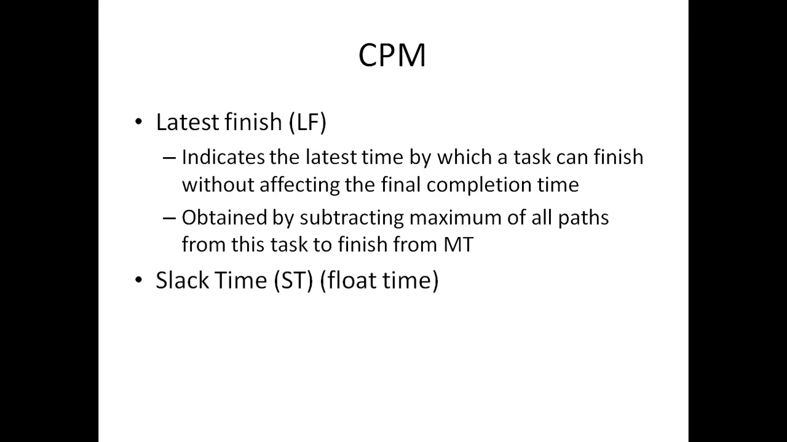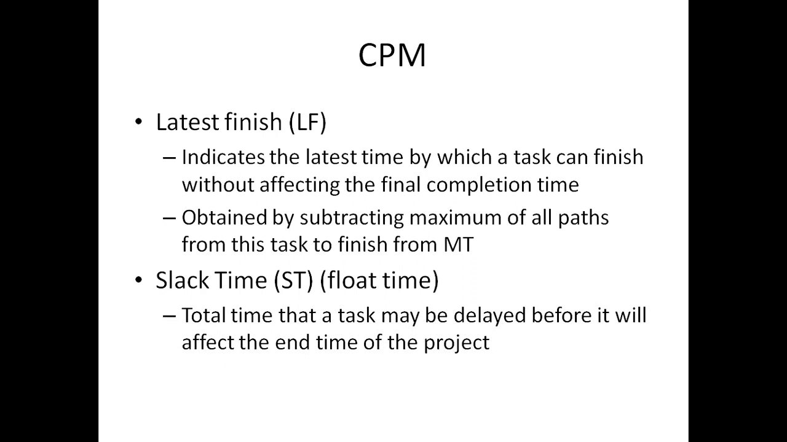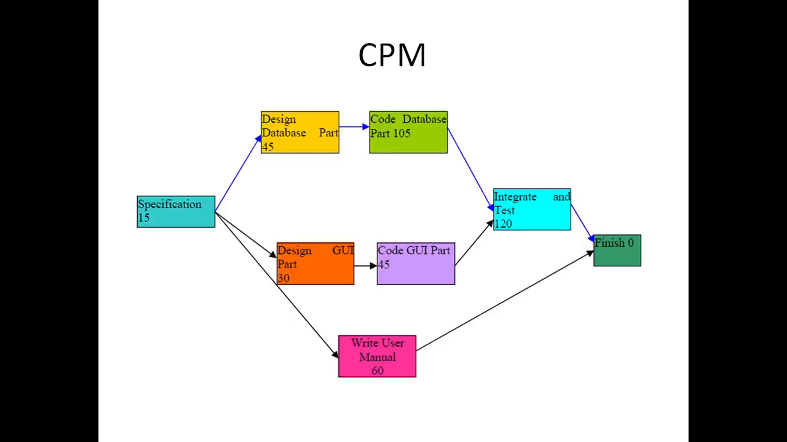Then we have the slack time or float time. We have already seen the slack time or float time. It is the total time that a task may be delayed before it will affect the end time of the project. So some tasks can be delayed without affecting the end time. That time is known as slack time.